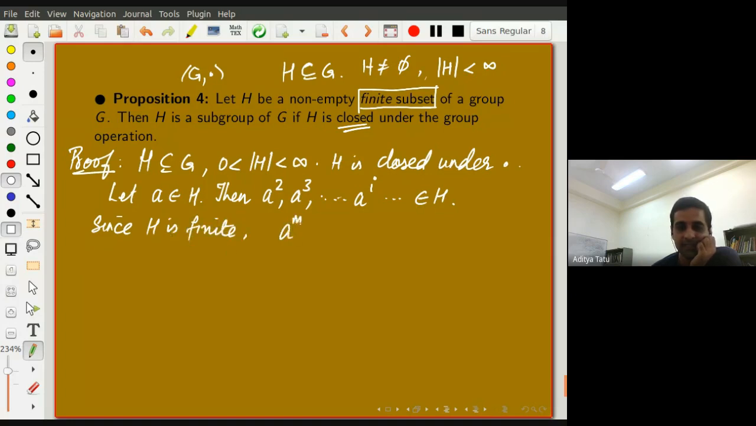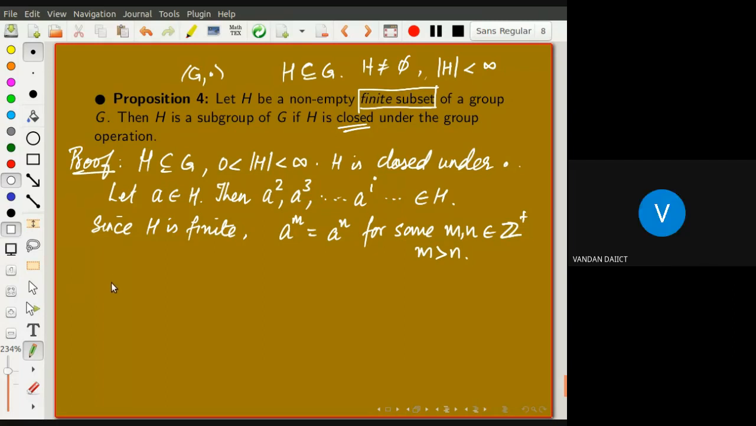A raised to M will be equal to A raised to N for some M, N which are positive integers, and let's say M is greater than N without loss of generality. Then what can we do? We should multiply the inverse of A^N on both sides, then we will get A raised to M.